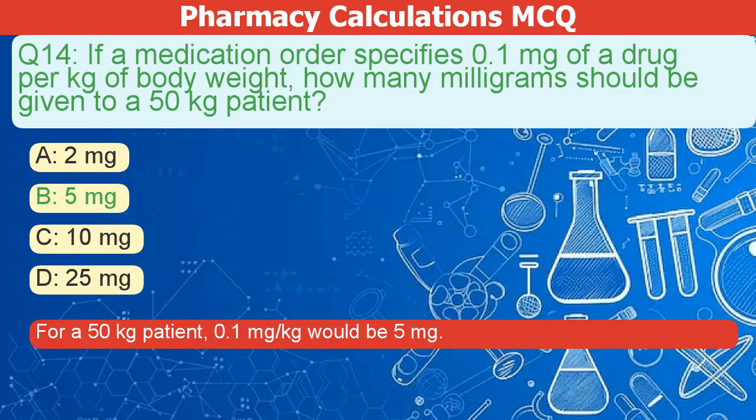The correct answer is B. For a 50 kilogram patient, 0.1 milligram per kilogram would be 5 milligrams.